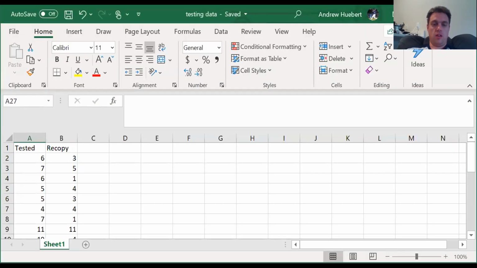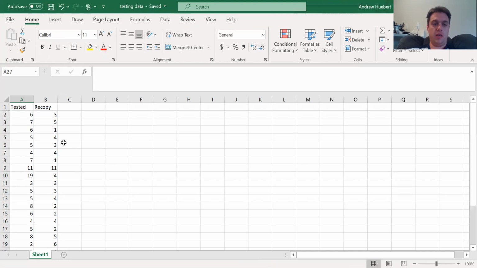Okay, so you can find this file under the announcement with the link to this lecture. So pretty straightforward. Remember, it's within subjects, just like incubation. So you're doing both conditions. On the left here, we have tested, and then on the right here, we have recopy.